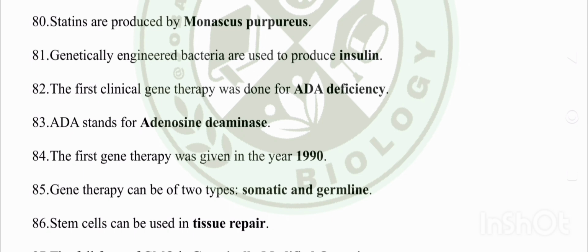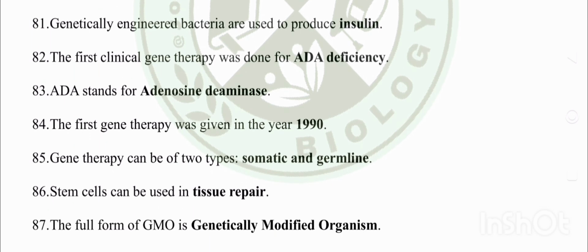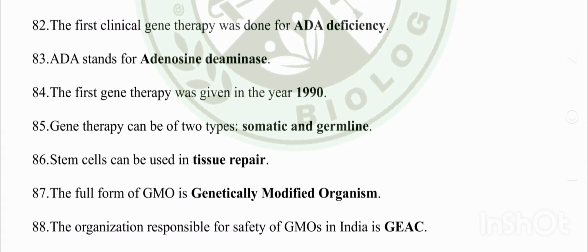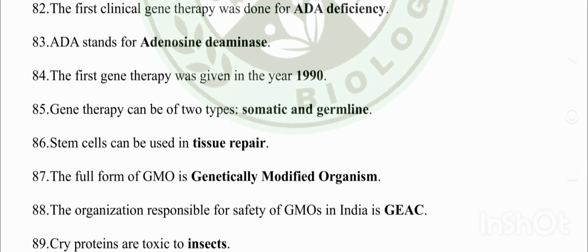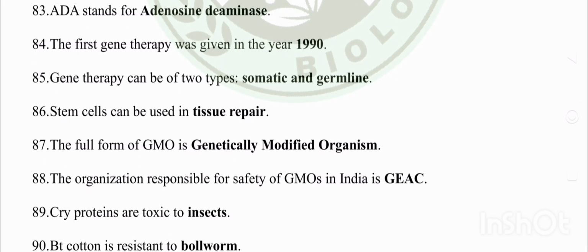85. Gene therapy can be of two types, somatic and germline. 86. Stem cells can be used in tissue repair. 87. The full form of GMO is genetically modified organism. 88. The organization responsible for safety of GMOs in India is GEAC.